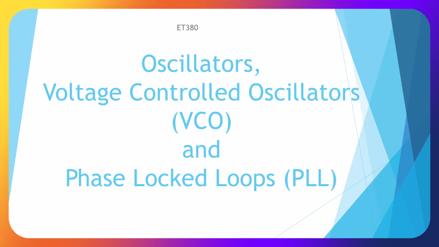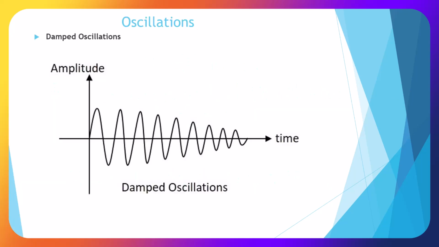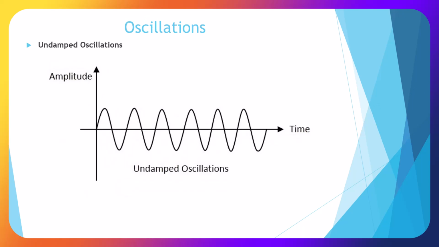Welcome to the ET380 lecture video on oscillators, voltage controlled oscillators, and phase lock loops. Here's a diagram of a damped oscillation where the oscillation reduces and shuts off. Okay, here's an undamped oscillation where the oscillation continues, and this is what we want to use in an oscillator.